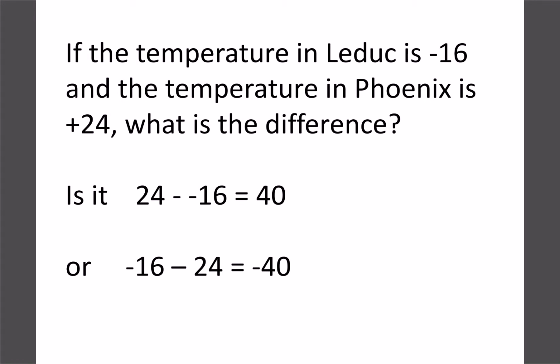To start with, we introduce a concept of temperature. If it was minus 16 here in Leduc, and plus 24 somewhere like Phoenix, and I asked you what's the difference, would we go 24 minus negative 16 to get 40 degrees difference, or 16 minus 24 to get negative 40 degrees difference? Really, what difference does it make? We're talking about the difference in temperature. Phoenix is 40 degrees warmer than Leduc. So we use absolute values in this case. Whether we have 40 or negative 40, we say the answer is positive 40.